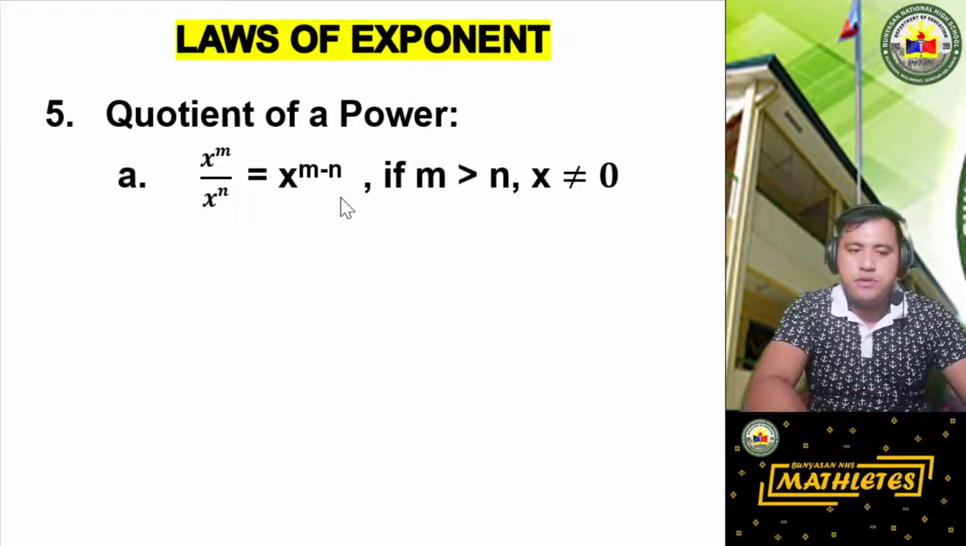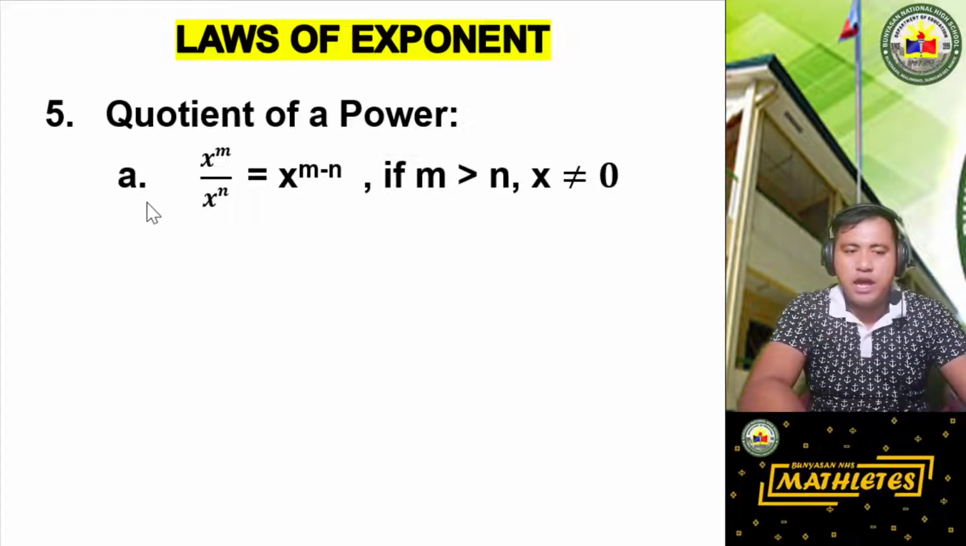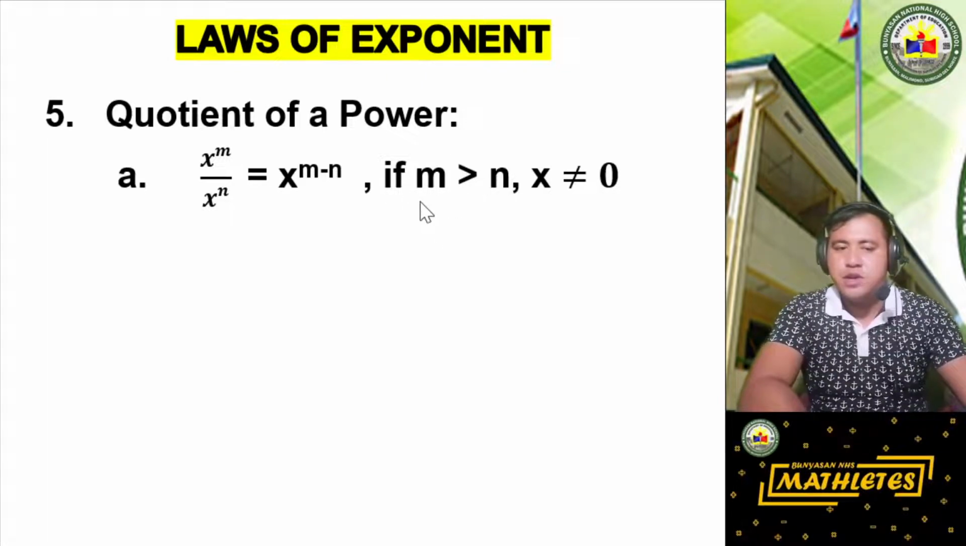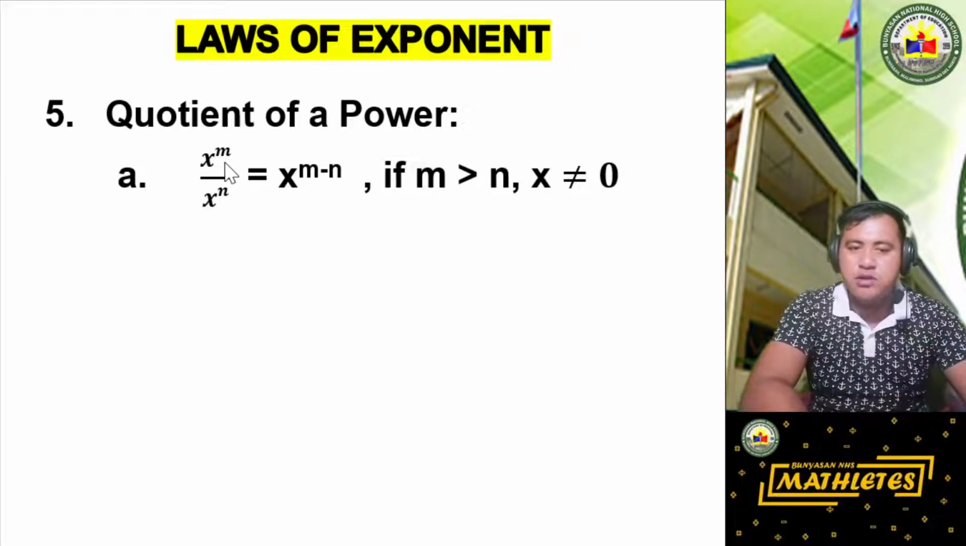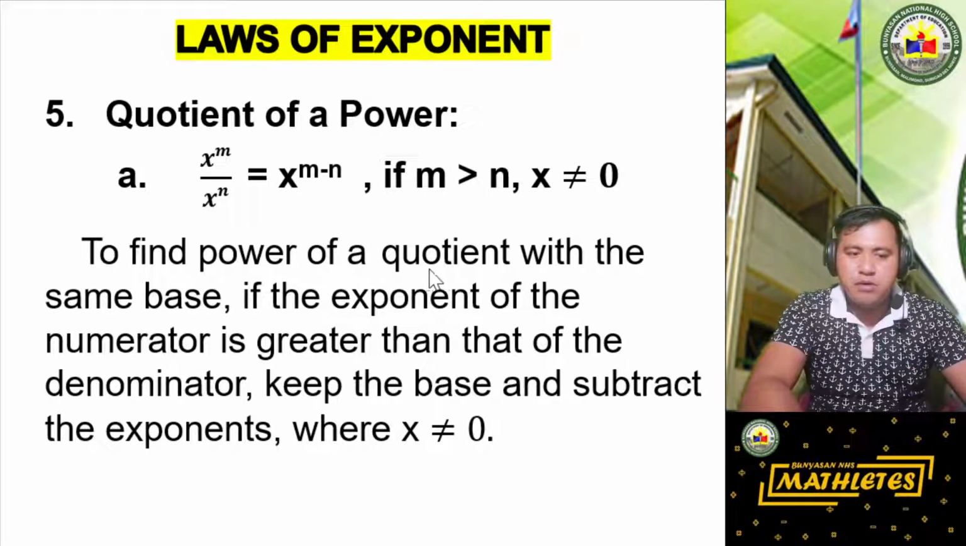Now there are cases: how about if these exponents are not equal, or one is greater than the other? Let's find out. In A, we have if m is greater than n, that is, when the exponent of the numerator is greater than the exponent in the denominator. To find the power of a quotient with the same base, if the exponent of the numerator is greater than that of the denominator, keep the base and subtract the exponents.